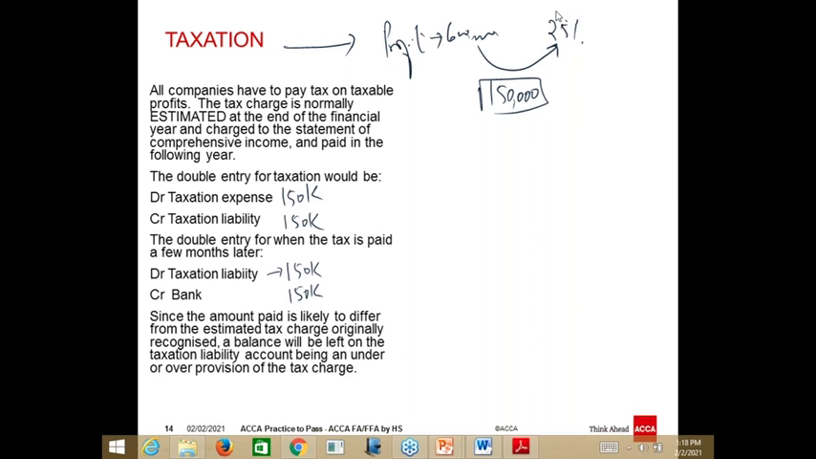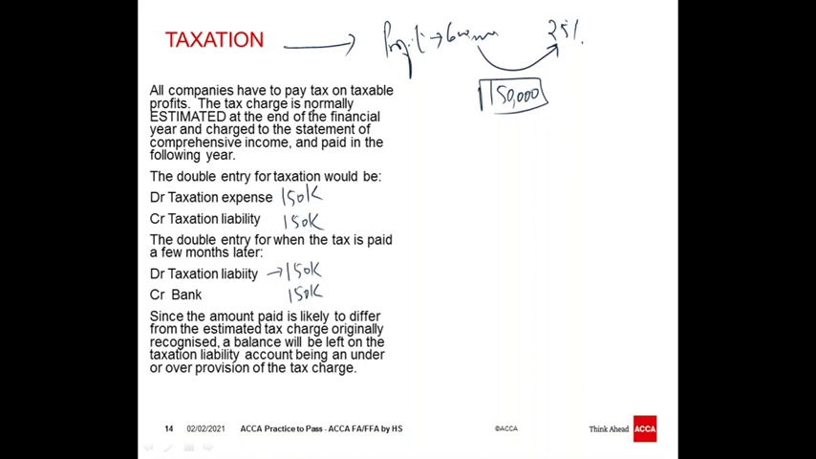Okay, I'm just reading the points. All the companies have to pay the tax on the taxable profit. The tax is normally estimated. This is a very important point. The tax is normally estimated.